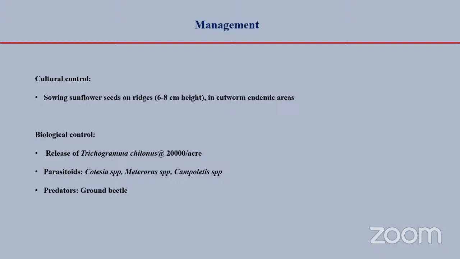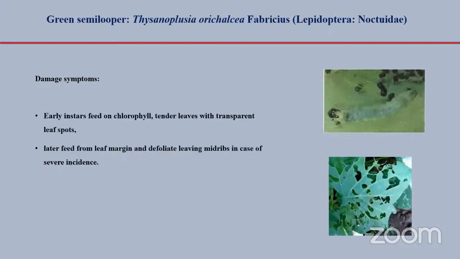And for biological control, you can release Trichogramma chilonis at the rate of 20,000 per acre. Then you have to conserve whatever natural enemies are present in the field. The parasitoids Campoletis and Meteorus, these species, and also the predator brown beetle, are known to be effective to maintain this pest in the field. So next it is green semi-looper.